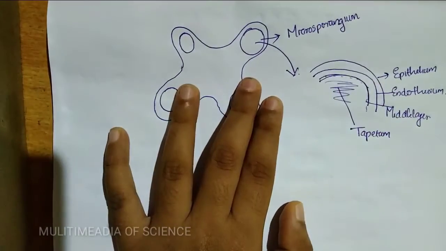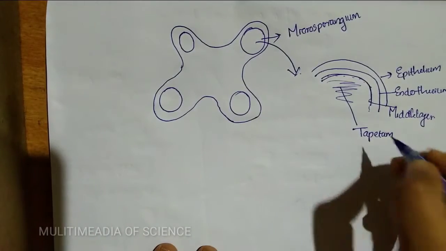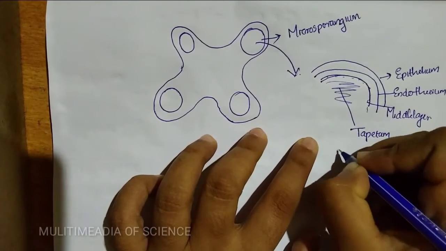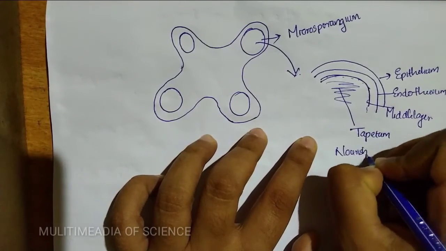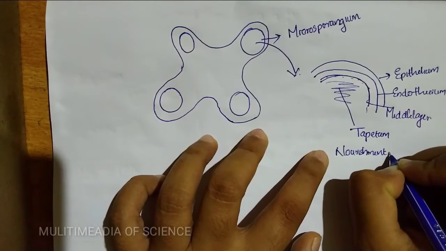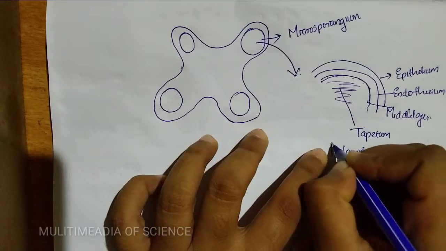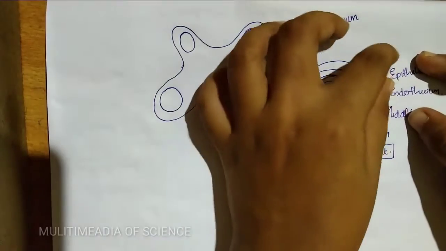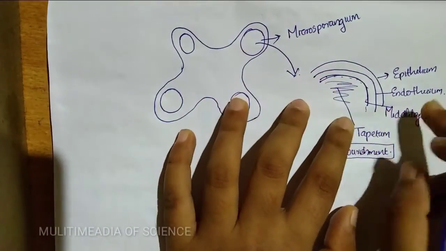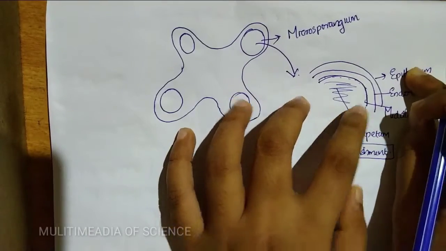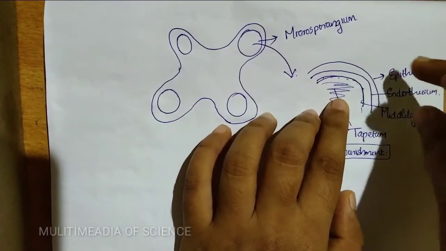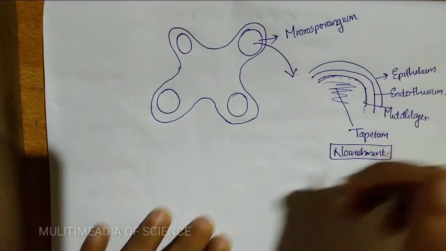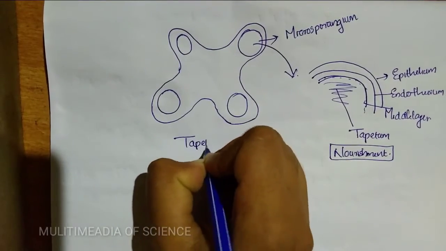Clear? Here, the tapetum: what is its function? The function of the tapetum is nourishment. Nourishment is the main function of the tapetum, and the other three layers, the epidermis, endothecium and middle layer, provide protection. The function of these wall layers is protection. Then the tapetum is much more important.